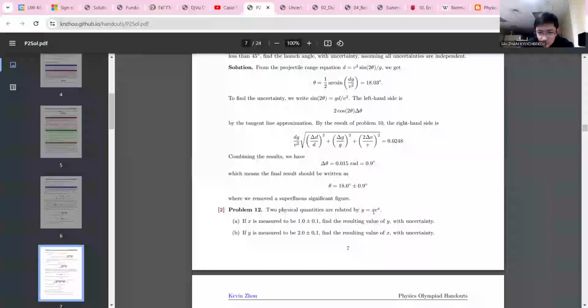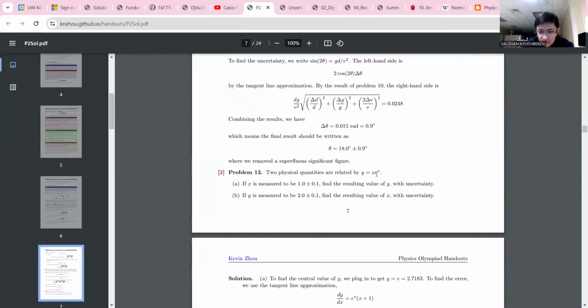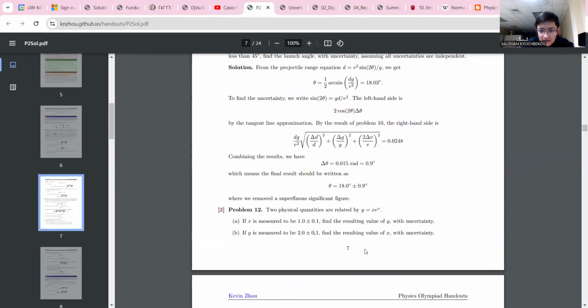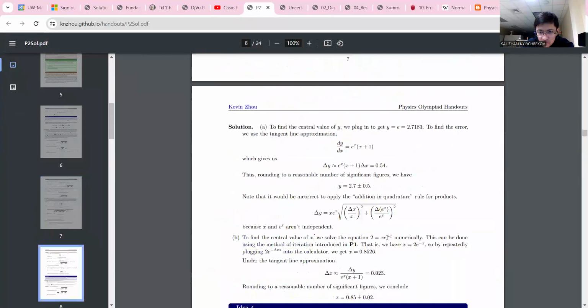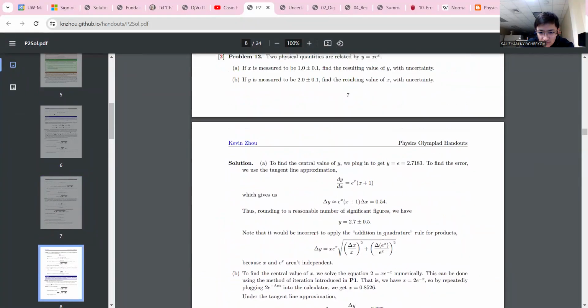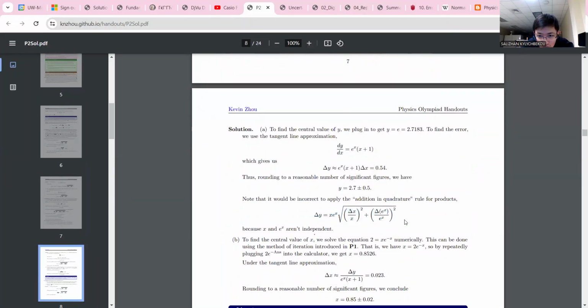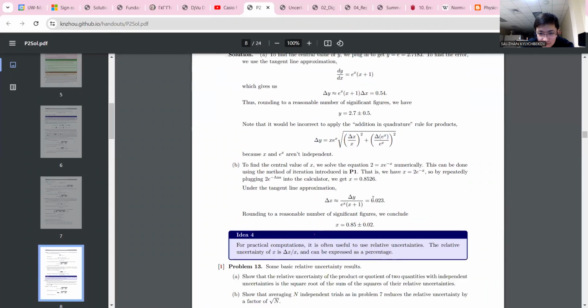Interesting, but this is also dependent, right? X, EX. So I'm assuming it should be just linear. We did not have a square, we just calculated. A second case is if y is measured and find the resulting value of x. Second is a little bit tricky. I would recommend take a look. Personally, I wouldn't be able to solve this, but it's good to know.